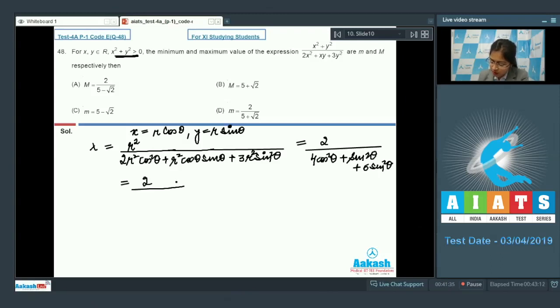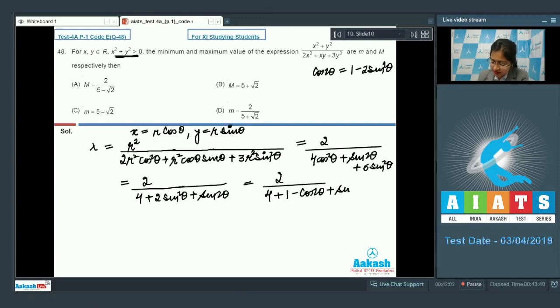So this is equal to 2 upon 4 cos square theta plus 4 sin square theta, which can be written as 4 plus 2 sin square theta plus sin 2 theta. Now we know that cos 2 theta is equal to 1 minus 2 into sin square theta. So let us put it here. So we'll get 2 upon 4 plus 2 into sin square theta, that is 1 minus cos 2 theta, plus sin 2 theta. So this can be written as 2 upon 5 plus sin 2 theta minus cos 2 theta. Now its range can easily be found now.